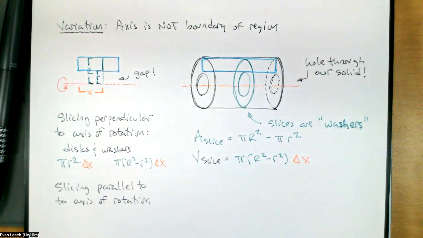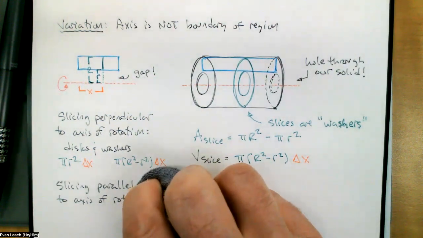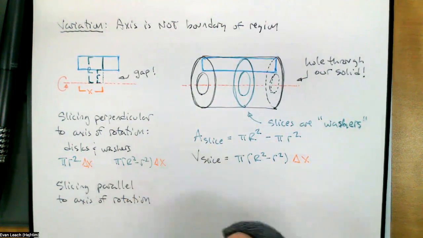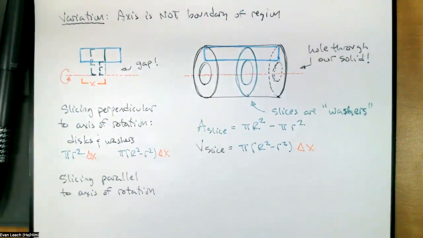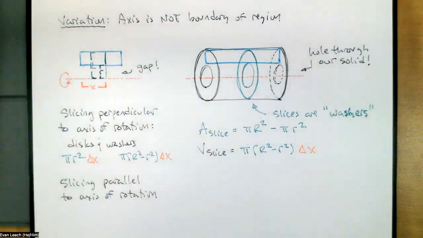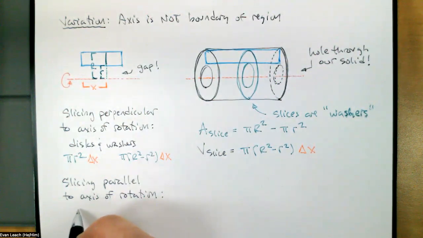I want to mention this because we have started using searchable language about this particular topic. Dr. YouTube does know about finding volumes of solids of revolution, and they do know about disks and washers. So you can actually just search disks and washers. For slicing parallel to the axis of rotation, we'll talk about this in more detail tomorrow. We're making cylindrical shells.